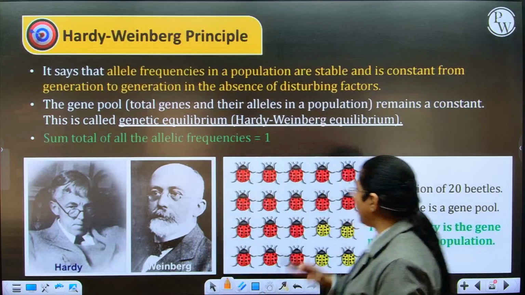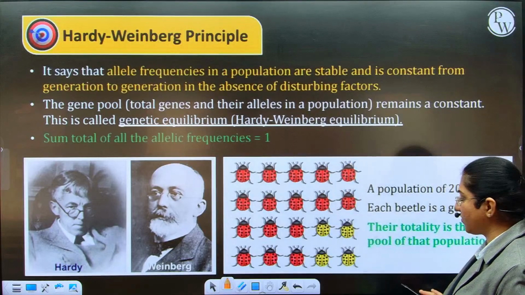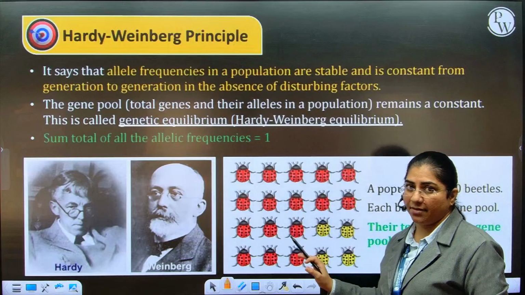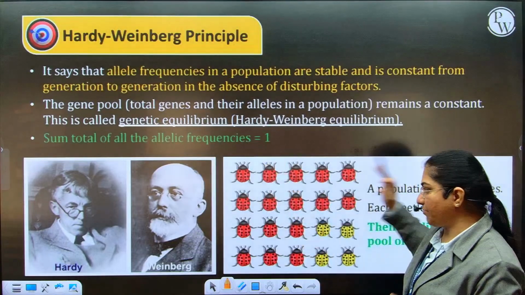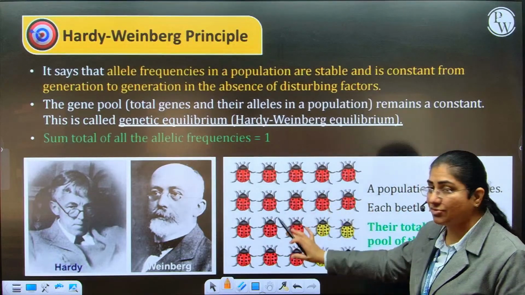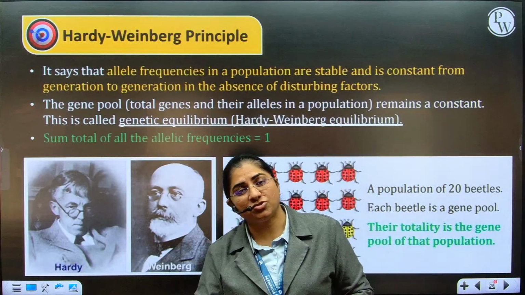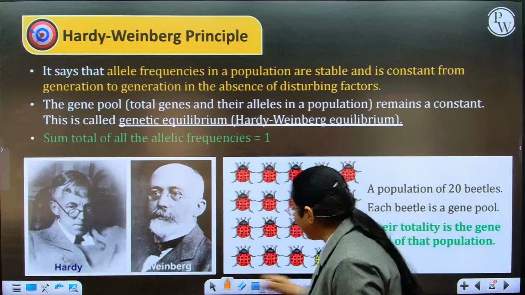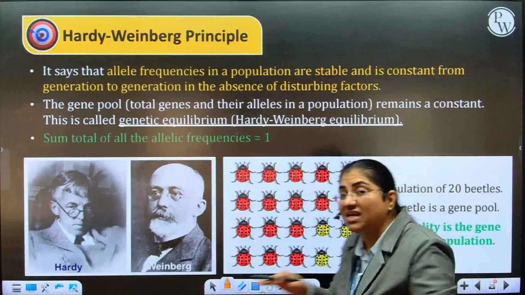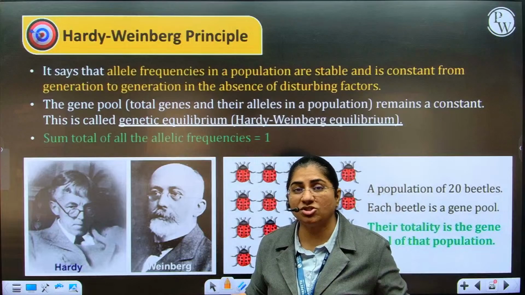So if we are talking about this population, you can see that out of 20 beetles which are present here, only 4 of them are yellow, rest of them are red. Now in this genetic population, if the ratio of yellow to red remains constant, not only in this generation, but generation after generation, then you say that this population is in an equilibrium. There is no change happening. Equilibrium, remember from your physics. There is no change occurring.